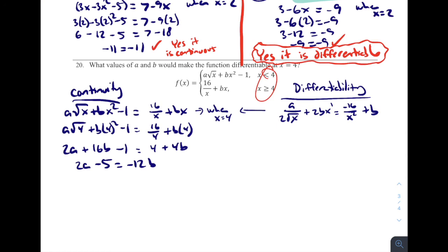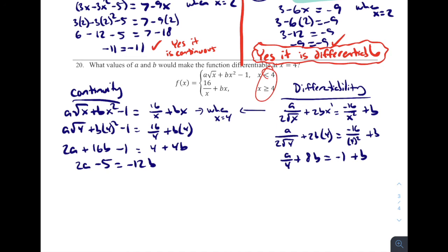So we're going to plug in x is equal to 4. So I have a divided by 2 square root of 4 plus 2b times 4. That's equal to negative 16 over 4 squared plus b. So a divided by 2 root 4 is going to be a over 4 plus 8b is equal to negative 16 divided by 16, which is negative 1, plus our b.